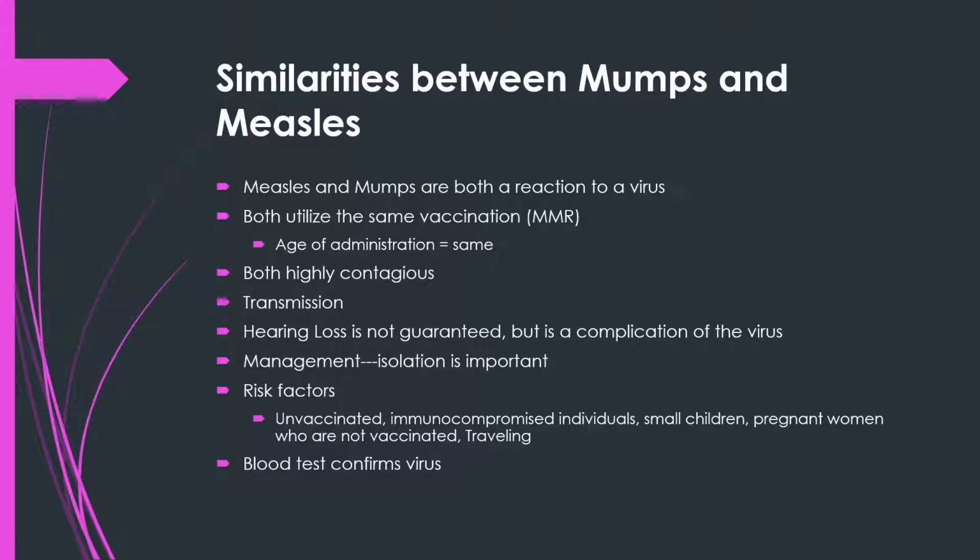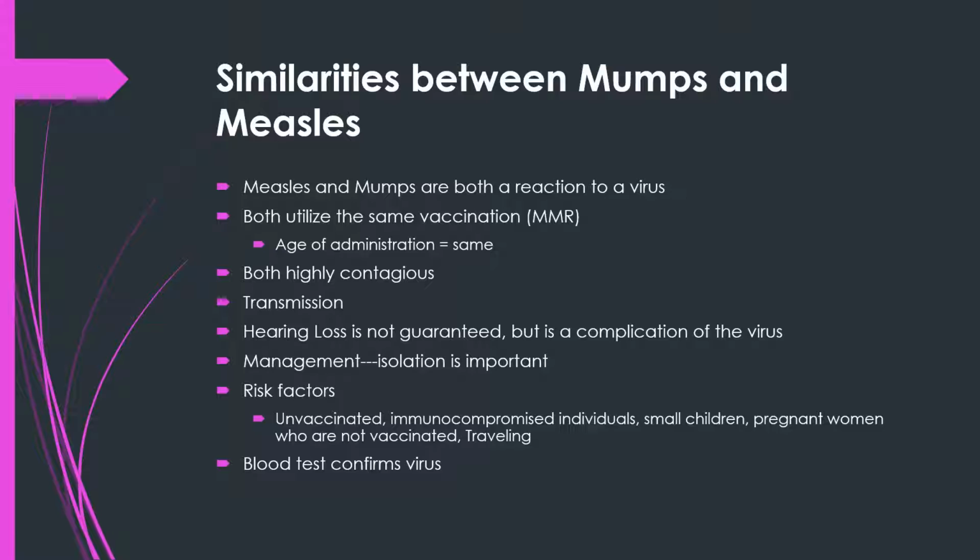So I just wanted to do a little compare and contrast between the two, since they do have pretty similar presentations. So for similarities, measles and mumps are both a reaction to a virus. They both utilize the MMR vaccine. The age of administration is the same. They're both highly contagious. The transmission is pretty much the same.